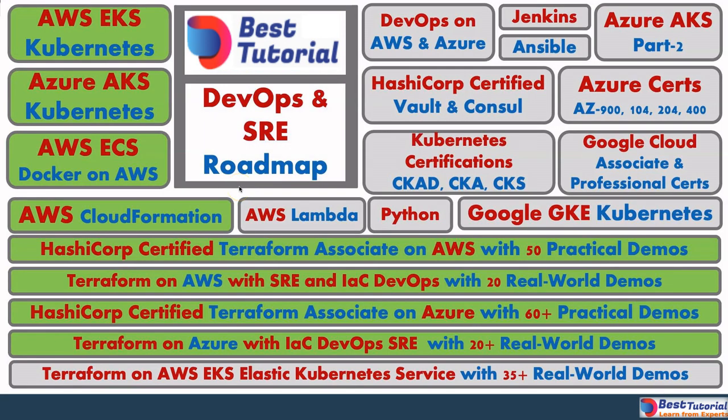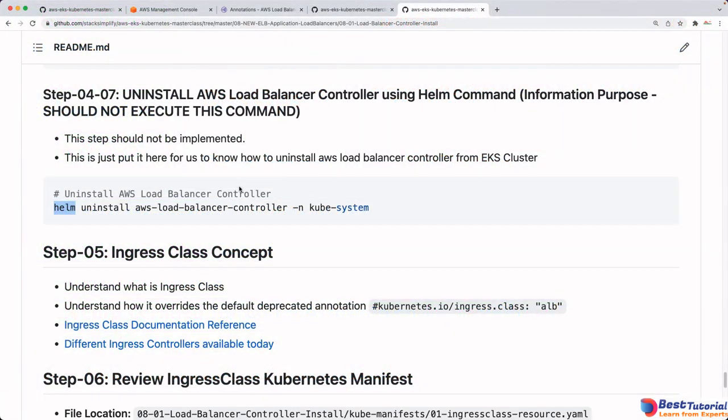Welcome back. Step 0407, uninstall AWS load balancer controller using the HELM command. This command is put here for information purposes only, so we should not execute it. This command will uninstall the load balancer controller you installed as part of the previous step. This is just to know how to uninstall our load balancer controller using the helm uninstall command. For that purpose, for information only, this step is put here.